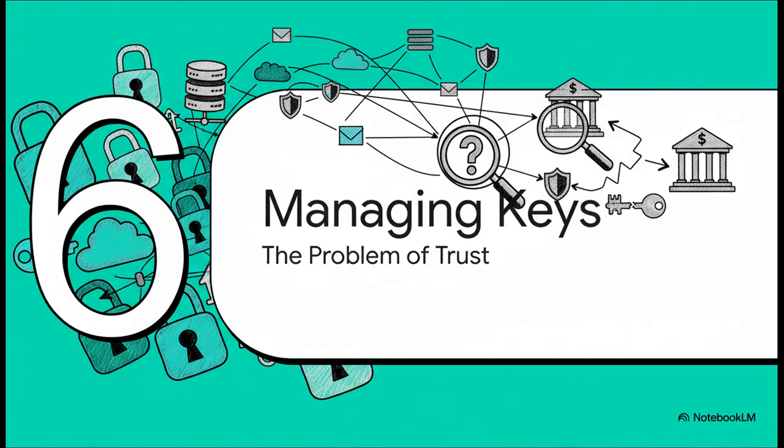So, we've built some truly incredible locks. But this brings us to one final, absolutely massive challenge. We've got all these public keys flying all over the internet. How on earth do we know that the public key we have for our bank actually belongs to our bank and not some clever imposter trying to trick us?